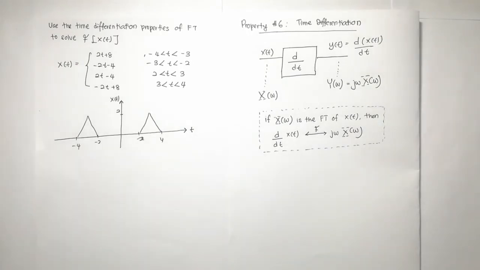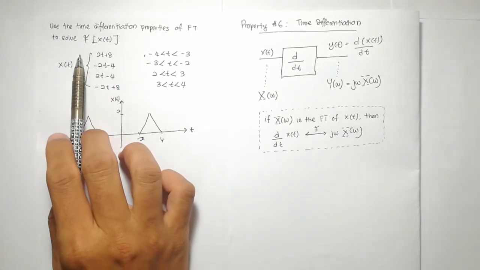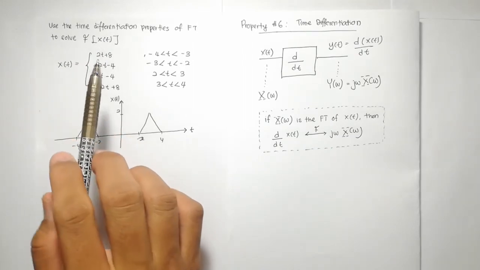So in this video, we will do another example on property number 6 of the Fourier transform, which is time differentiation. In this example, we need to use the time differentiation property of the Fourier transform to find the Fourier transform of x(t).